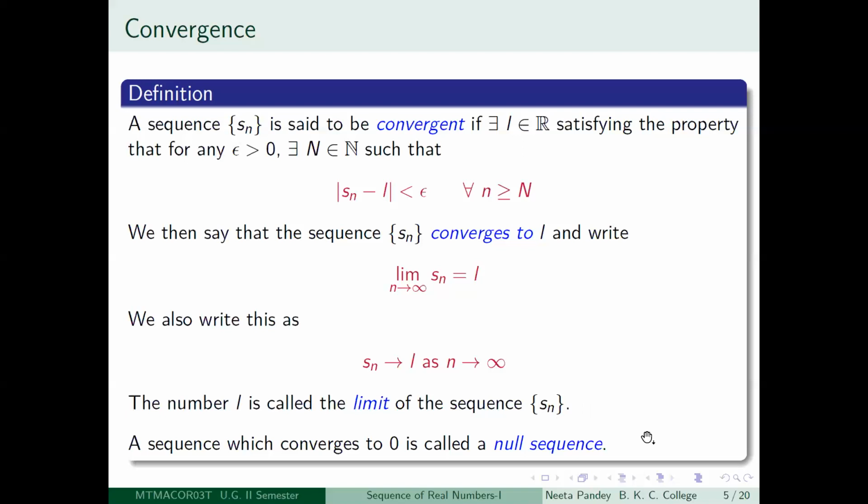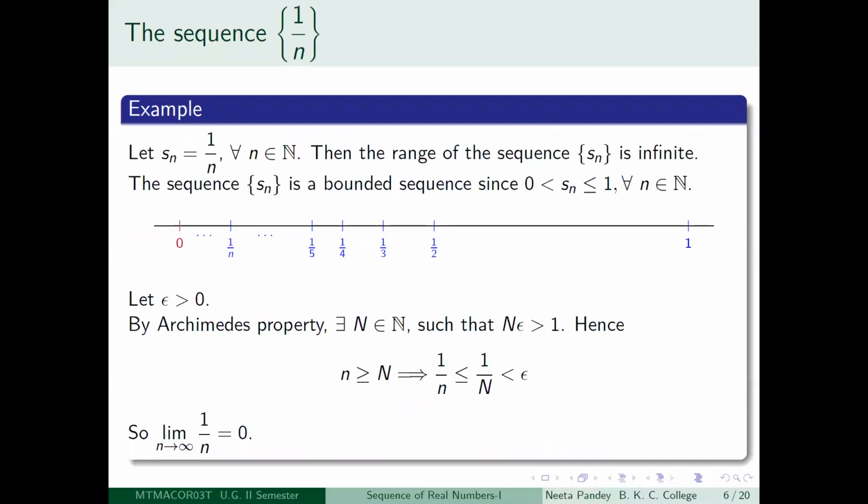There is one more terminology which is useful, and that is when L is equal to 0. If you have a sequence which converges to 0, then we call it a null sequence. We will be using this terminology quite a lot. And finally, let us look at some examples. The first one is the one with which I had started. Let us look at Sn equal to 1 by n for all n in N. So what is this sequence? I've tried to just picturize it here.